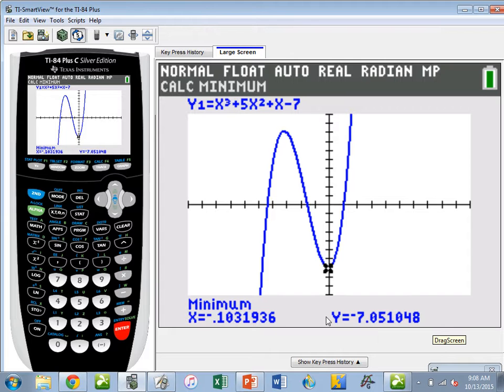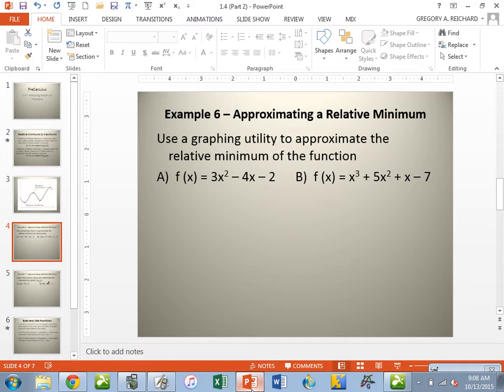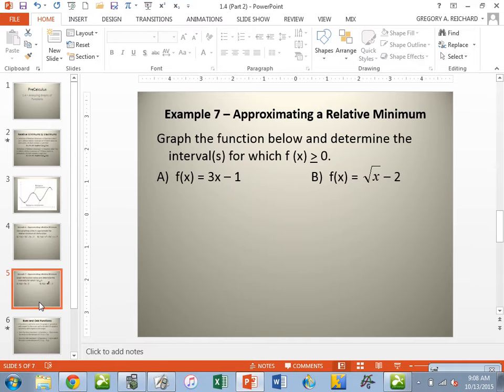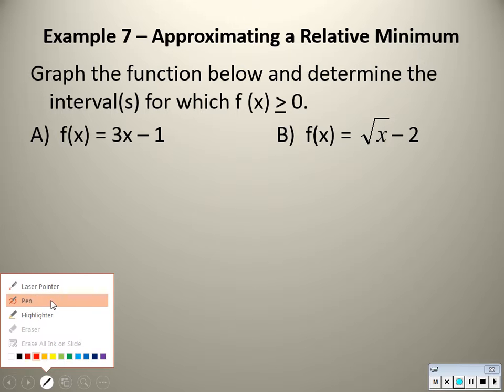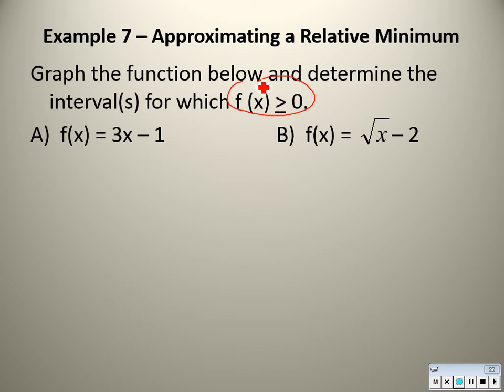So that's how you can use your calculator to approximate a relative minimum. If you take a look at the next example, it says, graph the function below and determine the intervals for which f of x is greater than or equal to 0. Remember that in this particular instance, f of x is another way of saying y equals this right here. This is really like saying y is greater than or equal to 0.